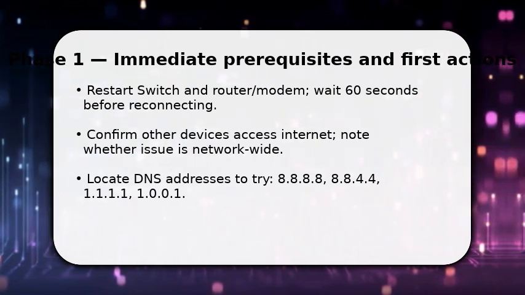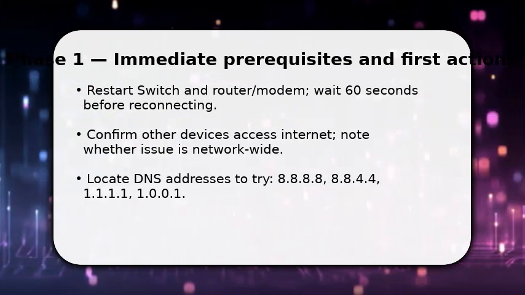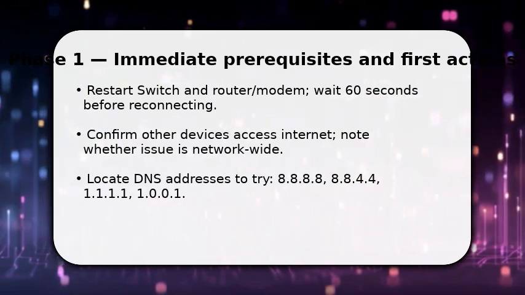You start by isolating the problem: reboot the Switch and your router, then confirm another phone or laptop can browse. Once done, open Switch system settings and go to Internet. This gets you into the network controls you need.